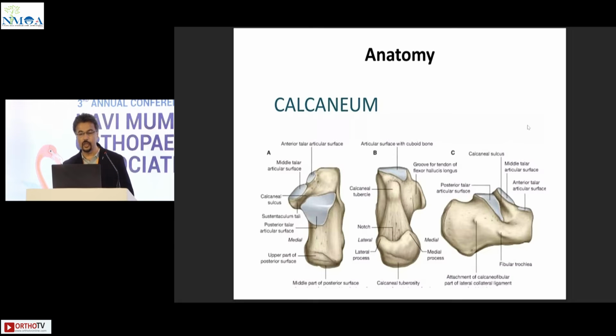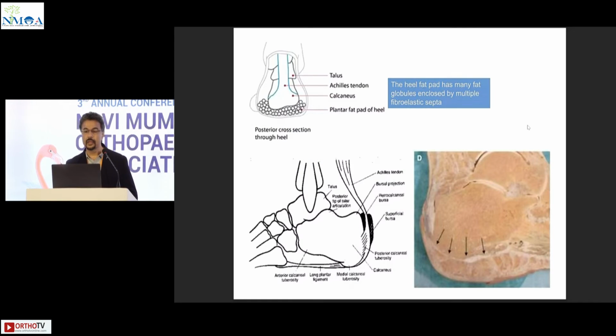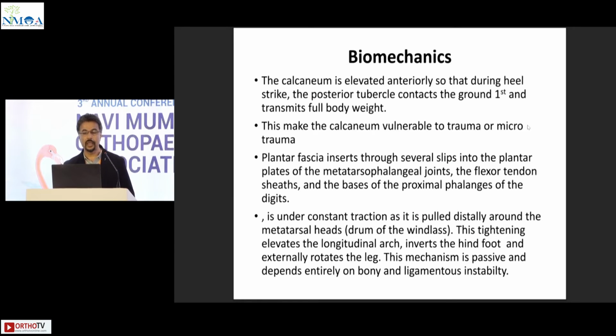This is the anatomy of the calcaneum. Now, the most stresses are on the plantar surface and the posterior surface of the calcaneum. The heel pad has many fat globules enclosed by multiple fibroelastic septae. Now, in the biomechanics, the calcaneum is elevated anteriorly so that during heel strike, the posterior tubercle comes in contact with the ground and transmits your full body weight. This makes the calcaneum vulnerable to trauma and microfractures.